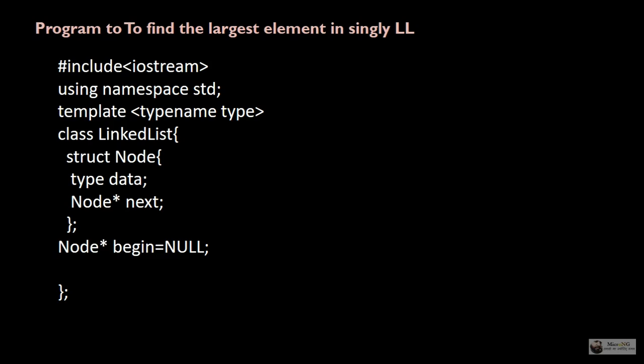There should be a global node pointer variable in the single linked list which is named begin. Initially it is null. It should point to the first node. If there are a number of nodes, the begin pointer should always point to the first node.